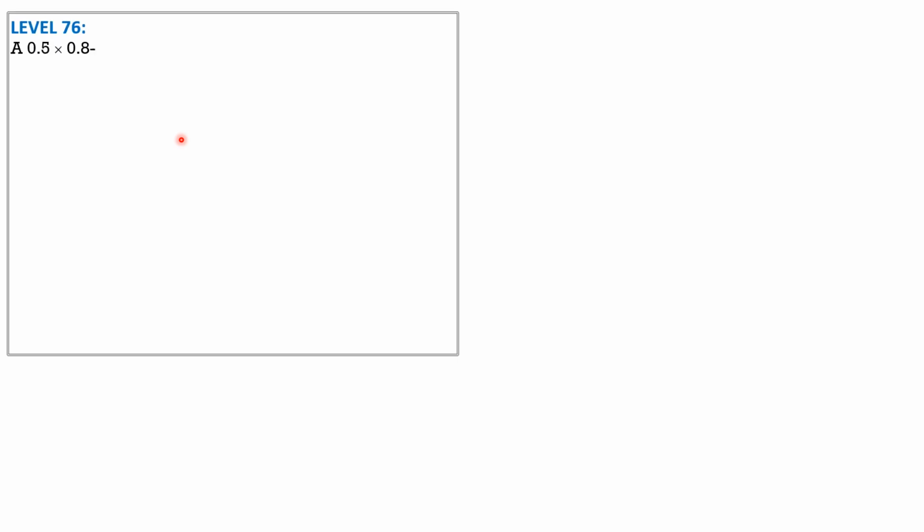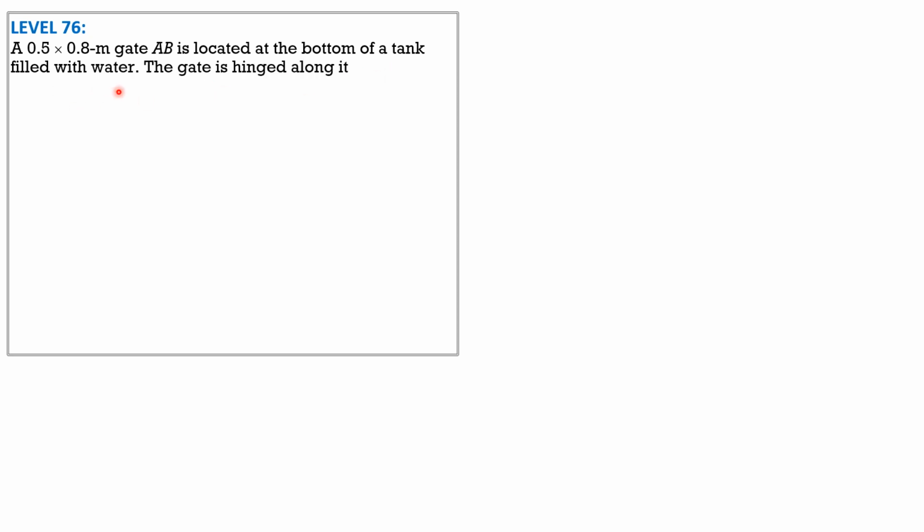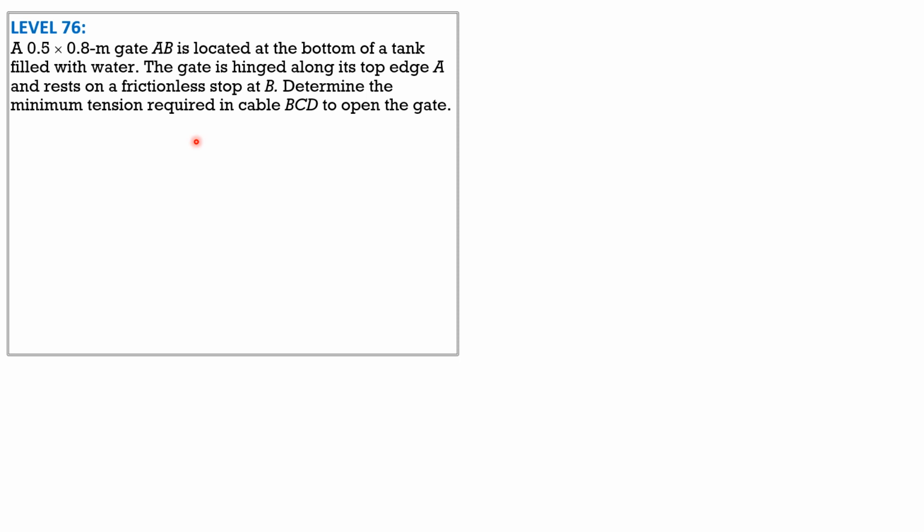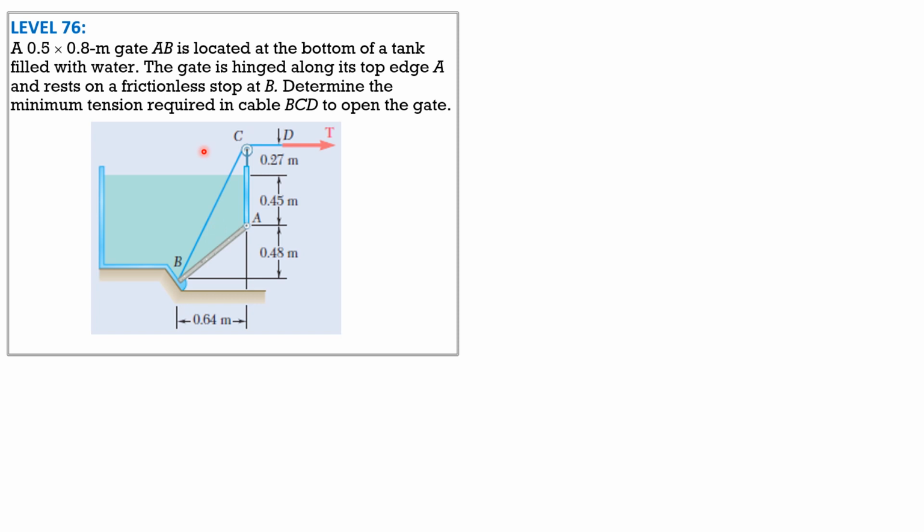Level 76. A 0.5 by 0.8 meter gate AB is located at the bottom of a tank filled with water. The gate is hinged along its top edge A and rests on a frictionless stop at B. Determine the minimum tension required in cable BCD to open the gate. So here is the given figure, and this is 0.8, the square root of 0.64 squared plus 0.48 squared. So this is a 0.8 meter long gate. Therefore, the 0.5 meter will be perpendicular to the screen or to the paper or your viewing direction.